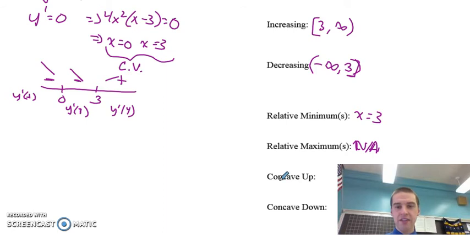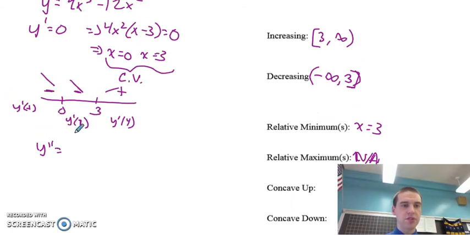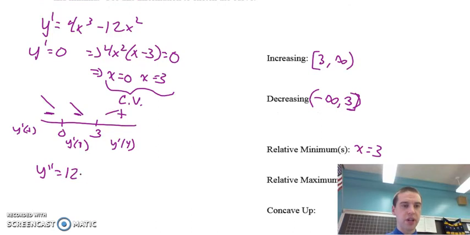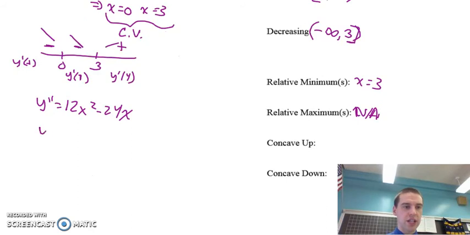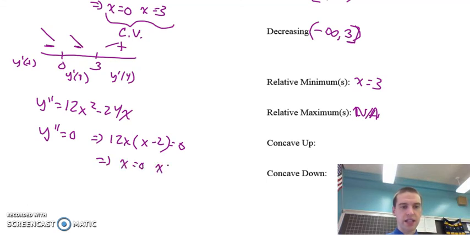So to find concavity, because that's our next part, concavity: y double prime equals, well, let's go back up there, 12x squared minus 24x. Y double prime set equal to 0 implies if we take out a 12x, we're going to get x minus 2 equals 0. And so therefore that implies that x equals 0 and x equals 2.